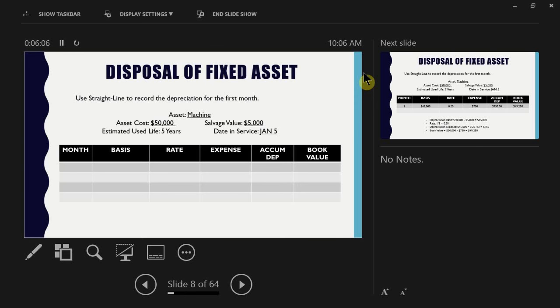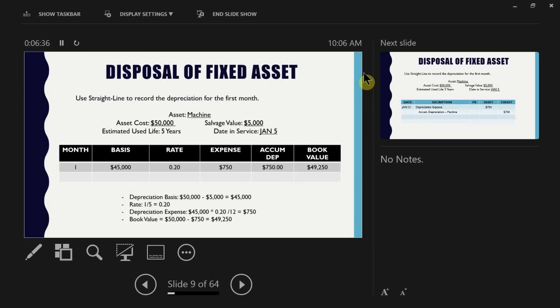I've already estimated that the machine should have a salvage value of $5,000. The estimated useful life is going to be 5 years. And the date that I placed it in service is January 5th, right? Because I purchased it that month. So in this case, the first month's going to be as of January 31st. So I'm just going to do exactly how I've been doing. Solve for the basis, solve for the rate, solve for the depreciation expense for that month, and figure out what the book value is going to be.